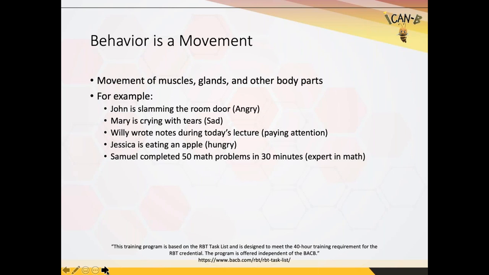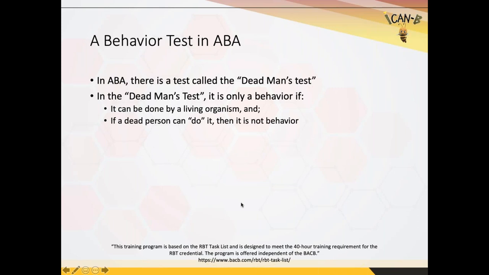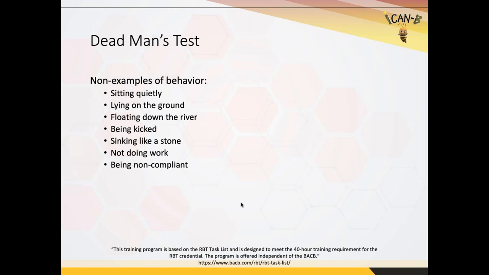A behavior test in ABA. In ABA, there's a test called the dead man test. In the dead man's test, it is only a behavior if it can be done by a living organism. If a dead person can do it, then it is not behavior. So here are some non-examples of behavior: sitting quietly, lying on the ground, floating down the river, being kicked, sinking like a stone, not doing work, being non-compliant. Behavior is observable.